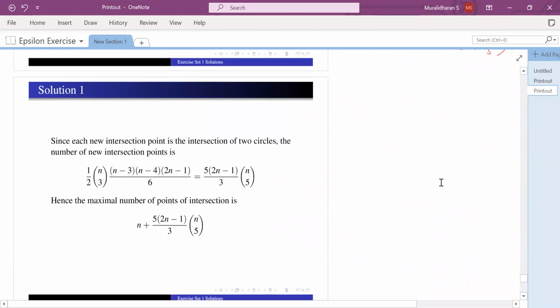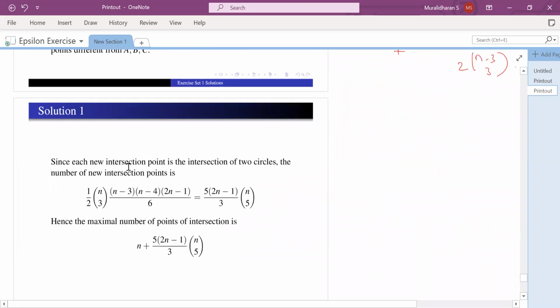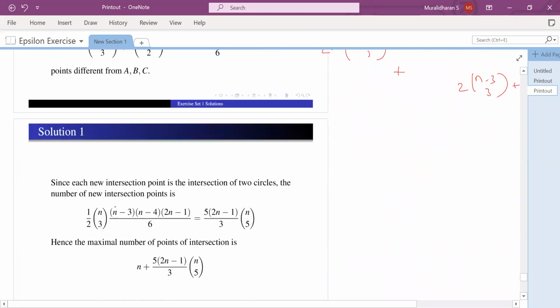Okay. Now each intersection point will be counted twice in this. So I have nC3 circles in the beginning, and each circle will determine these intersection points. Then if I multiply that, each point will be counted twice, so I have to divide by 2. So this will be the number. And I already have the original n points, so this will be the sum of these two. So this will be the total number of new intersection points.